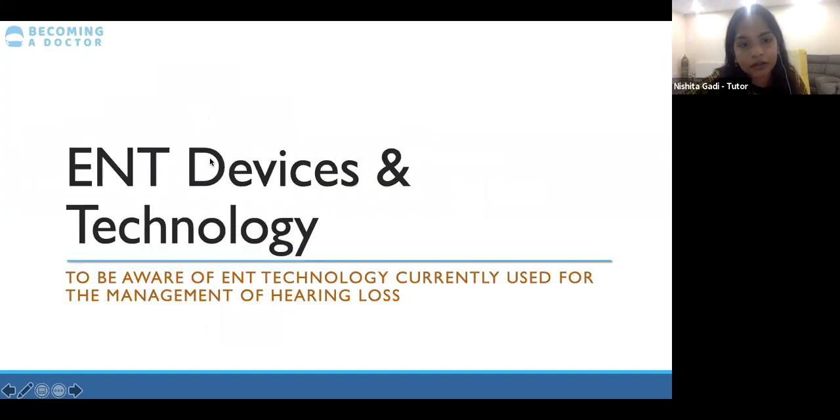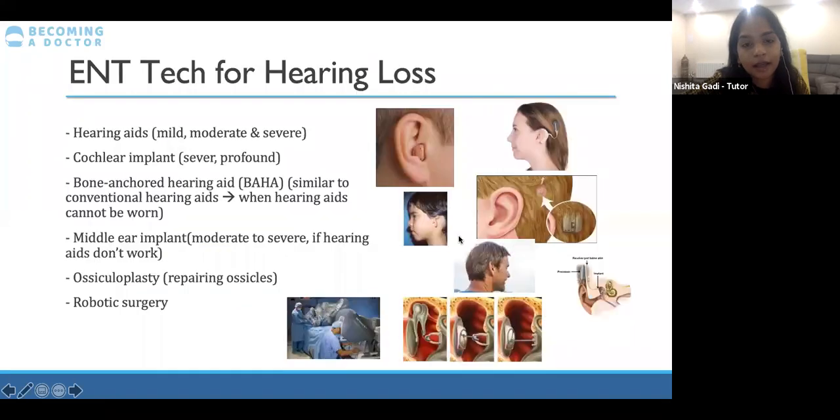Okay, the final bit, ENT devices and technology. There's loads of different things that you can use for hearing loss, but with the advances in technology, there are advances in the ENT speciality as well, and these are a couple of things that you can use.